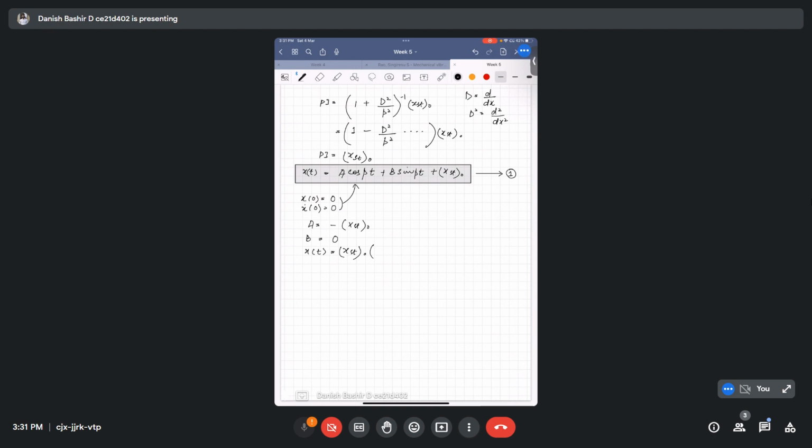times 1 minus cos pt. Okay, this is the total solution for our problem, in which a system is being acted on by a step pulse whose maximum amplitude is p naught. Okay, a simple thing.